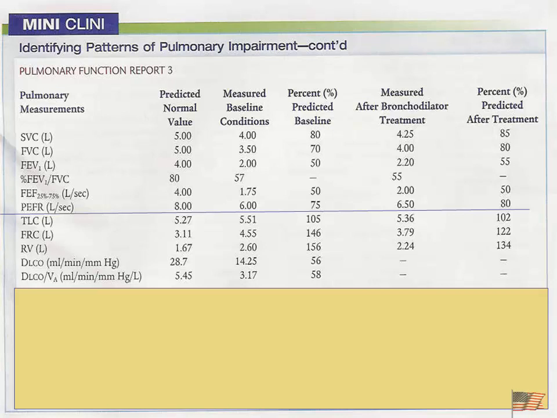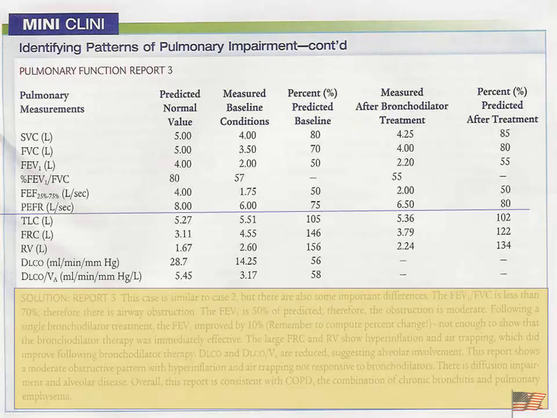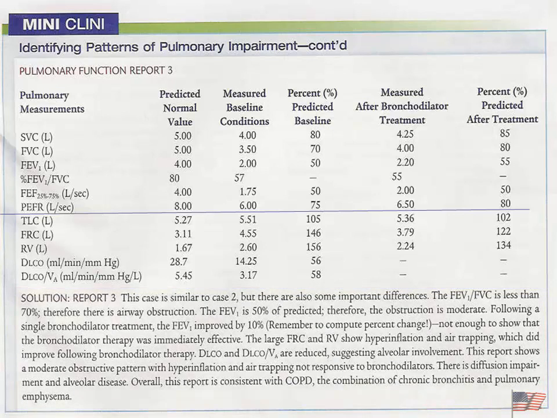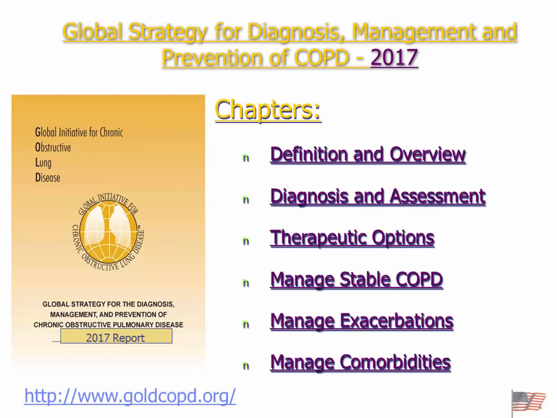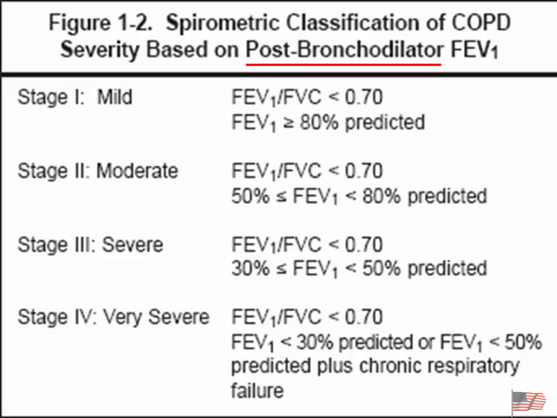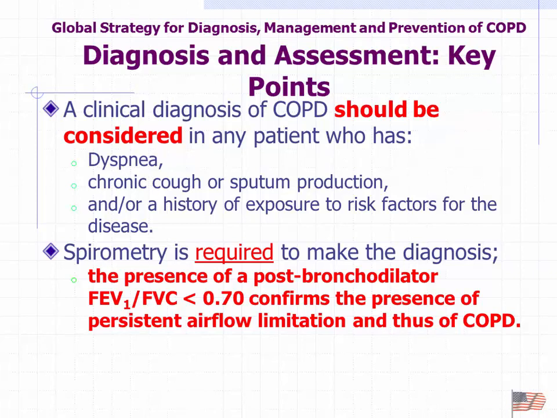So here again, I have a 57%, so I have an obstructive defect. Here I do have a diffusion defect, so the possibility of emphysema being present is definitely there. And the GOLD standard, again, is the guidelines by which we diagnose and manage patients with COPD. We've seen that slide. A clinical diagnosis should be considered in anyone who has dyspnea, chronic cough, and/or a history of exposure. And spirometry is the way that we define this.